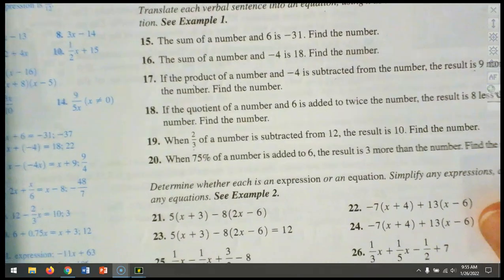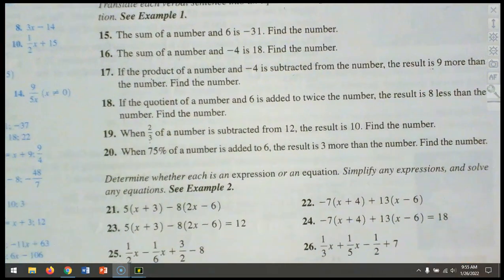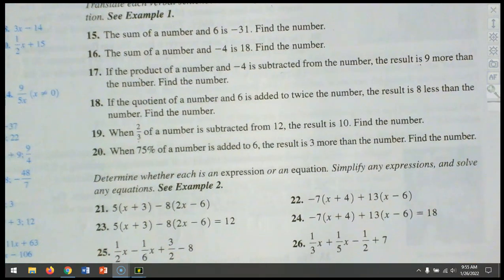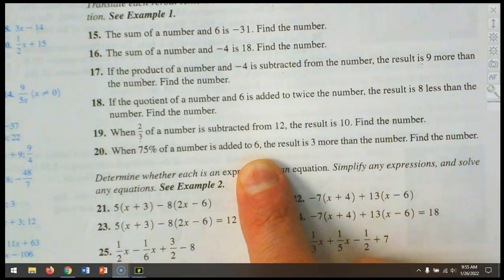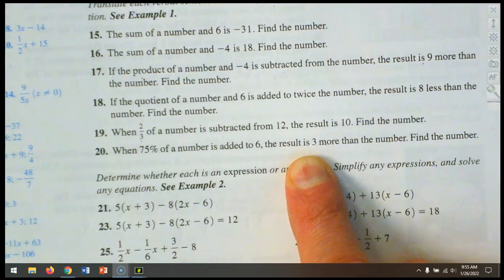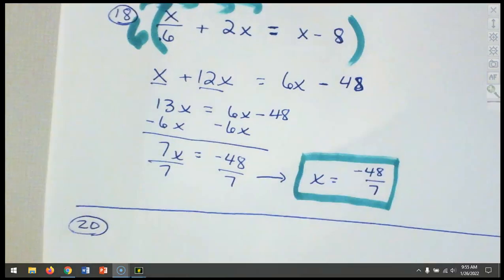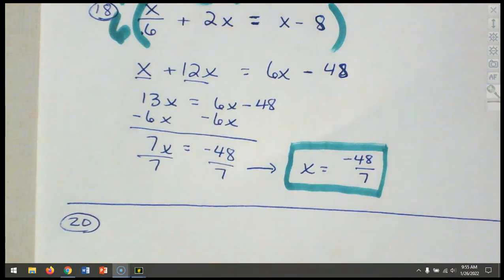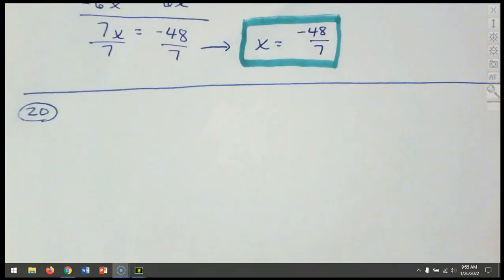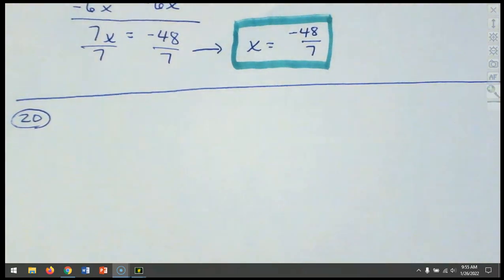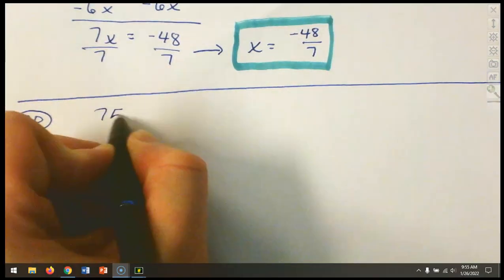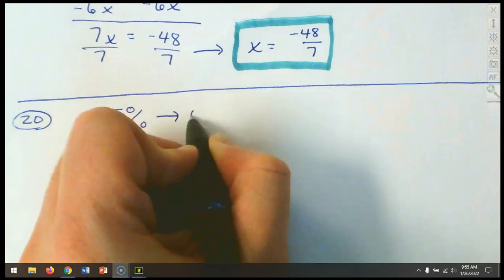I picked this one just to make sure we understood our percentages. When 75% of a number is added to 6, the result is 3 more than the number. Now, whenever we have percentages, we need to convert these percentages to a decimal. Whenever we use them in an equation, those percentages have to be first converted to a decimal. So what are we looking at? We are looking at 75% of a number. And we know that 75% as a decimal would be 0.75.